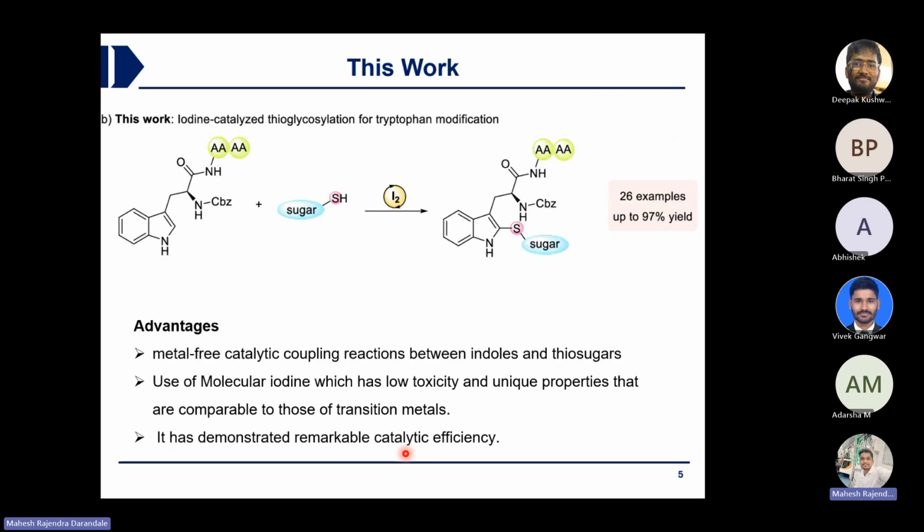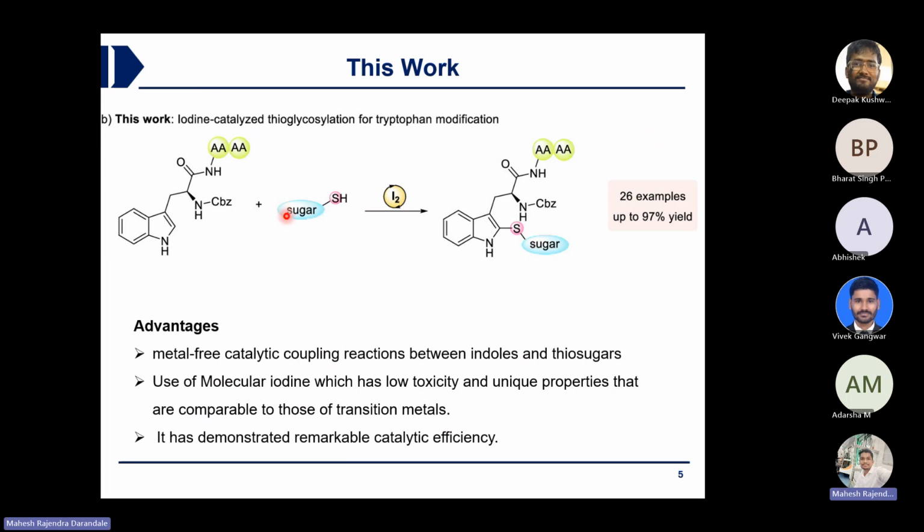So for that purpose, in this work they showed iodine-catalyzed thioglycosylation for tryptophan modification in the absence of metal. Here they are using only molecular iodine. They give some 26 examples with up to 97% yield. They are basically using the C6 sugar, and other OH groups are protected by OBn or OBz groups, whatever protecting groups they have taken.